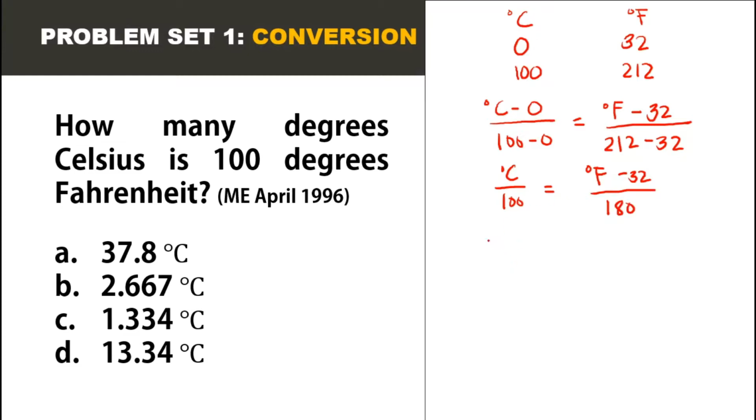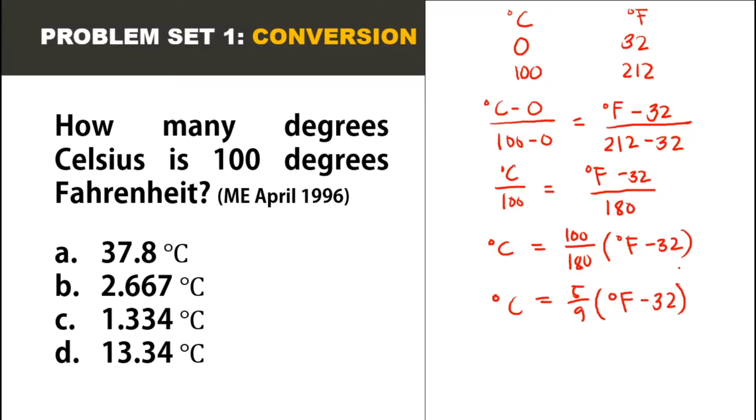We can further simplify: degrees Celsius is equal to 100 over 180 times the quantity degrees Fahrenheit minus 32. In lowest terms, degrees Celsius is equal to 5/9 times the quantity degrees Fahrenheit minus 32. So there we have the formula. This is the relationship between degrees Fahrenheit and degrees Celsius. We can use this formula to solve this problem.